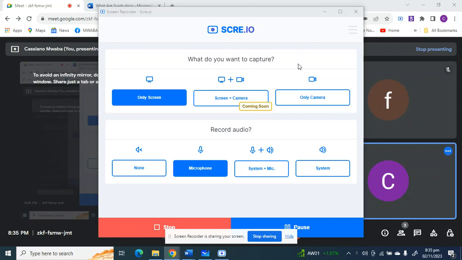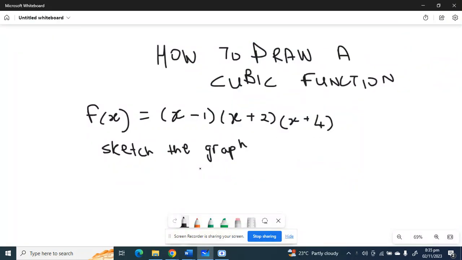All right, so today we're looking at how to draw a cubic function. We have been given a cubic function which has already been factorized for us, which is f of x equals (x minus 1)(x plus 2)(x plus 4). These are the three linear factors of our cubic function. So we can re-expand this function so that we get to see the true form of this cubic equation.